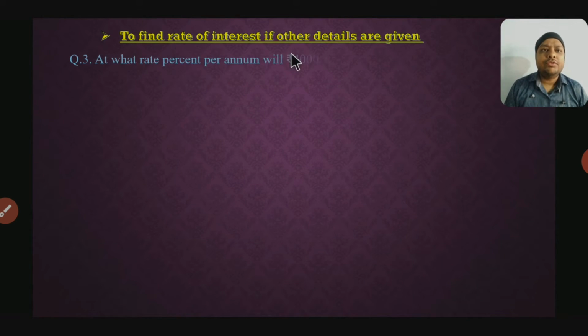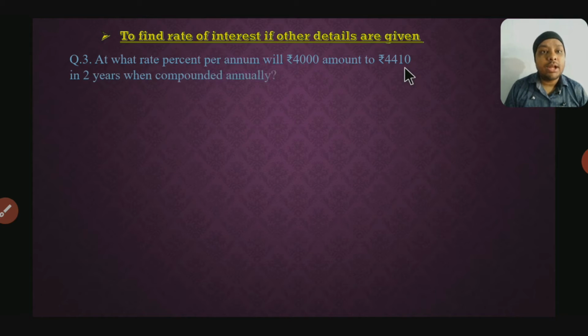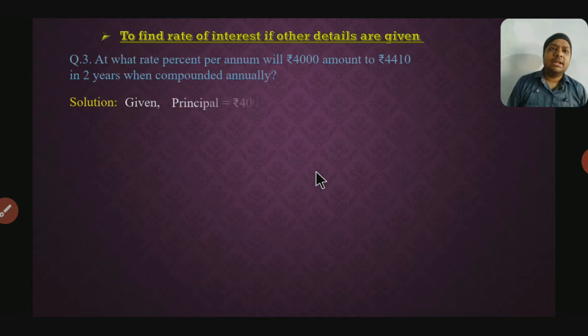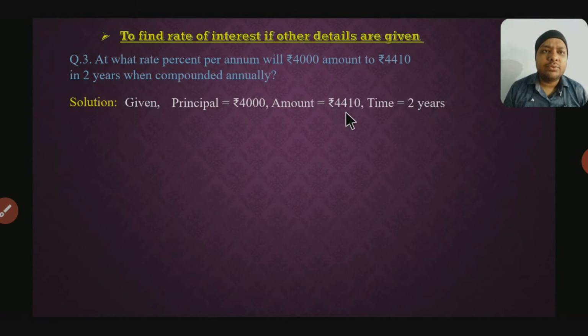Now, to find the rate of interest if other details are given, we have to find R here. The question says: at what rate percent per annum will rupees 4,000 amount to rupees 4,410? So this is the amount. Always we can say that this is the minimum amount, this is the maximum amount. So it is the amount and it is the principal, and time is given as 2 years, and we have to find the rate, and interest is again compounded annually. So given principal 4,000, amount 4,410 and time 2 years.